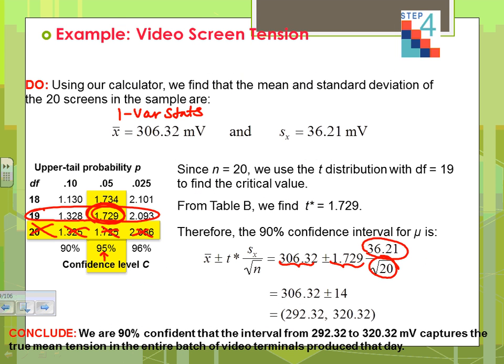Almost. Okay, so the other way you could do this, and we've been using our calculator, is we can go to stat.